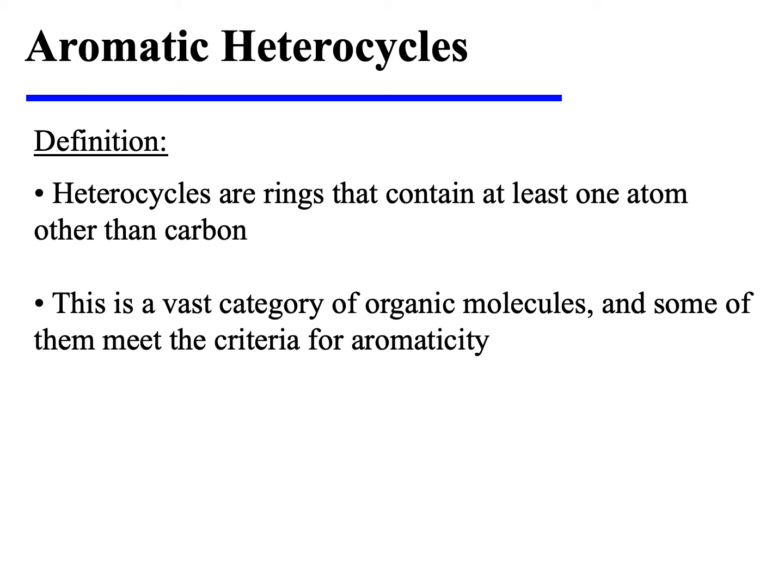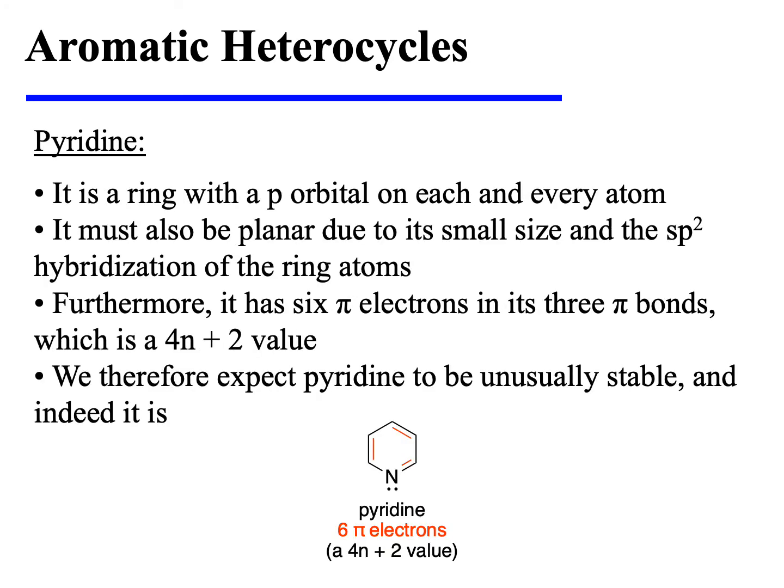Heterocycles are rings that contain at least one atom other than carbon. This is a vast category of organic molecules, and some of them meet the criteria for aromaticity. Pyridine is a nitrogen-containing analog of benzene.